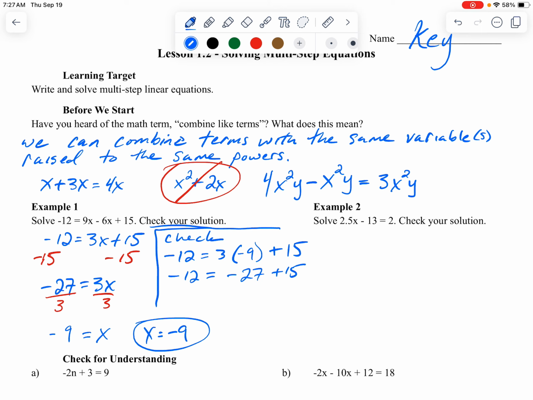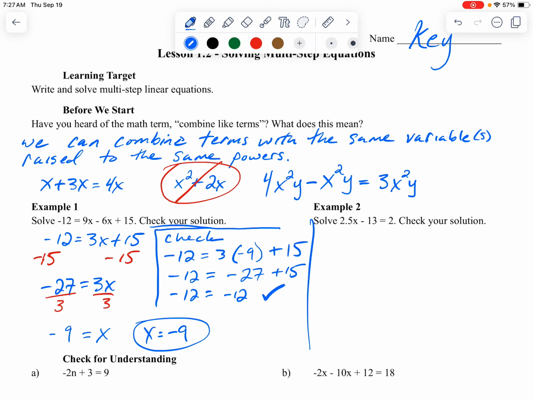Negative 27 plus 15 is negative 12. Negative 12 equals negative 12. We are good. Next, same exact thing with different operations, and a decimal. I would recommend just trying this on your own, looking at this first example as a model.